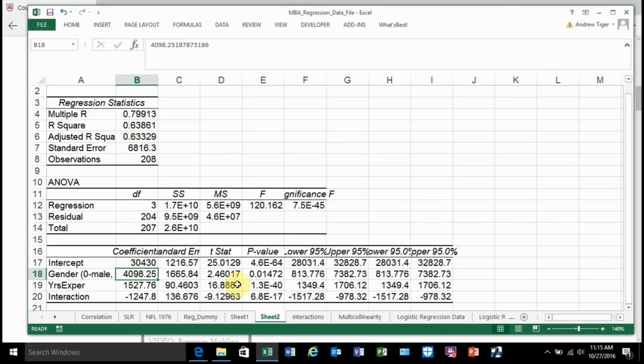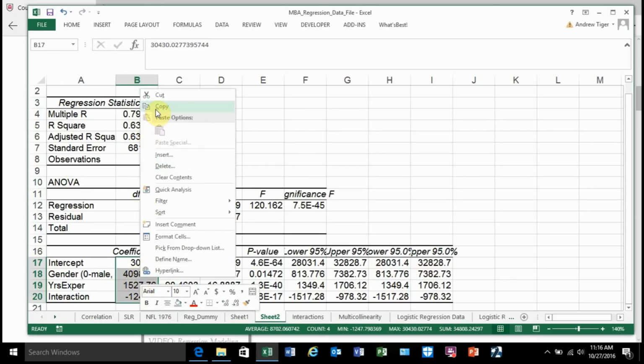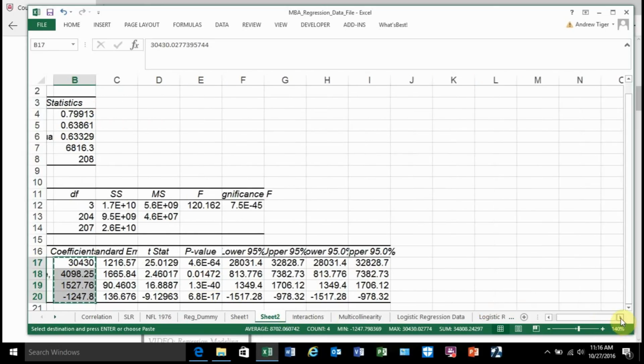This is a bump against whether it's a man or a woman. This is the bump on years of experience, but the combination of man or woman and interaction gives us an interesting effect. So let's plot this for different values. I'm going to take these numbers and move them over here.